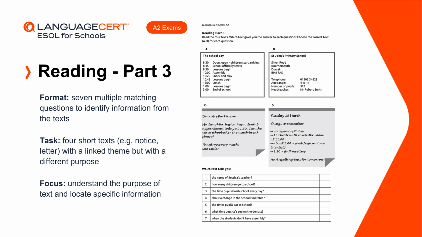Part 3 asks test takers to answer 7 multiple matching questions to identify information from the texts provided. There will be 4 texts, for example, a notice, a letter, etc., with a linked theme, but with a different purpose. Here, what is assessed is their ability to understand the purpose of a text and to locate specific information.